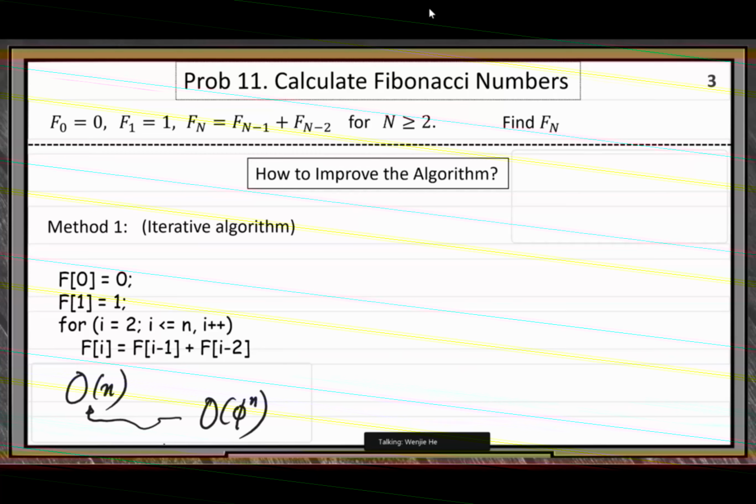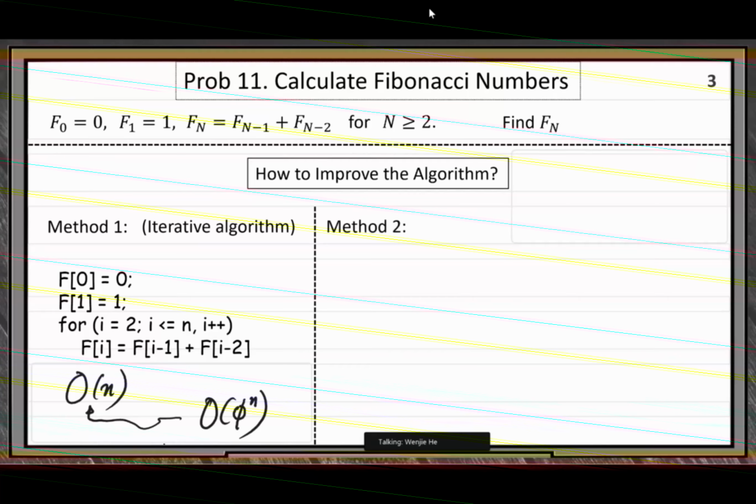So we want to keep the power of recursion. We want to remove the redundant calculation, but we want to keep the power of recursion. That's important. We don't want to throw away the huge power from recursive algorithms. So in our second method, we still use the recursion, but at the same time we need to remove the redundancy.